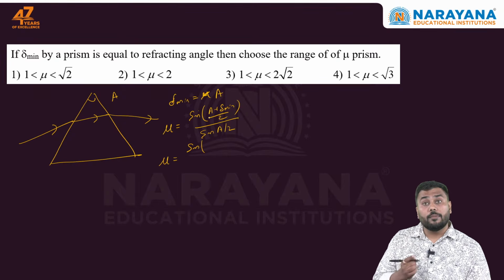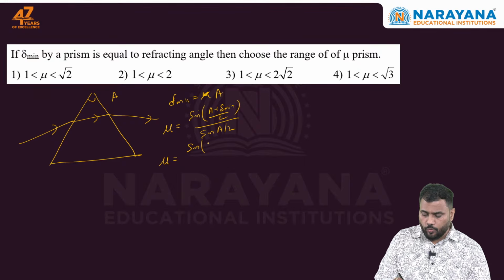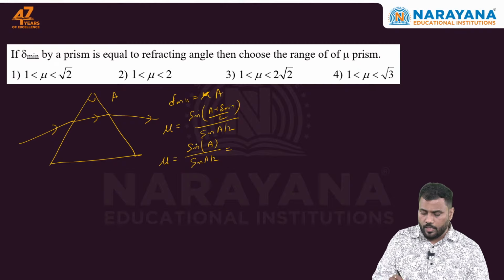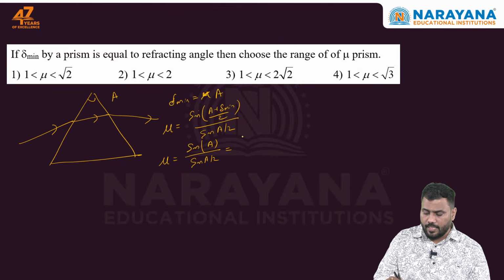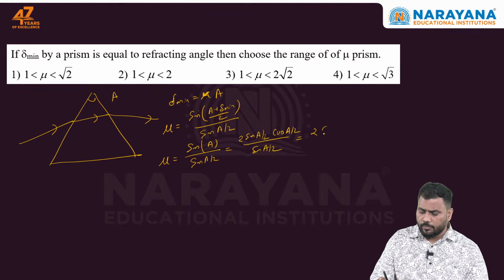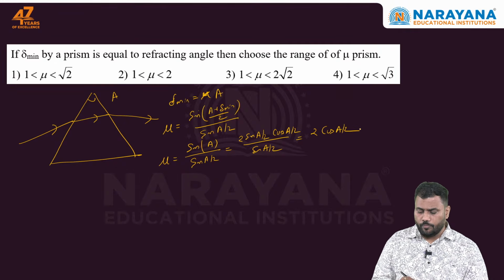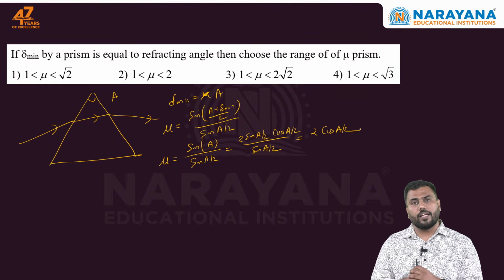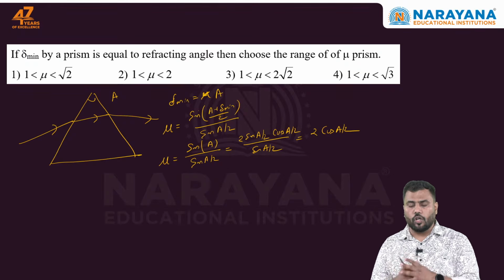Delta minimum is also A, so A plus A, 2A by 2, is going to be A, and in the denominator I have sine A by 2. So in the numerator, sine A, I can write this as 2 sine A by 2 cos A by 2, whole thing divided by sine A by 2. This is nothing but 2 cos of A by 2. The value of mu in terms of prism angle we have calculated, it is 2 cos A by 2.